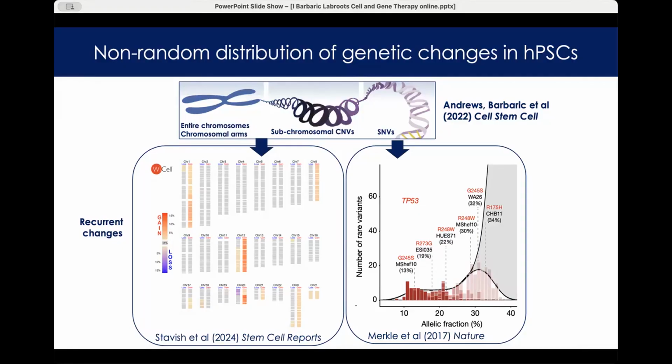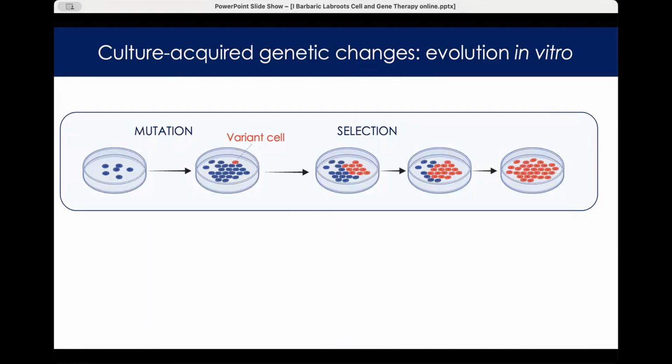Now, what is this recurrency, this non-random pattern of aberrations in hPSCs telling us? Well, it's telling us that we have essentially a model of evolution playing out in vitro, whereby stem cells acquire mutations, aberrations, but then it's those variant cells that possess selective growth advantage that go on to outcompete wild-type cells and dominate cultures with their own progeny. So these are the recurrent aberrations because they provide selective growth advantage to our stem cells.